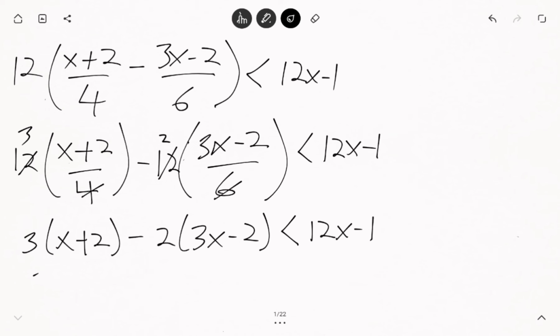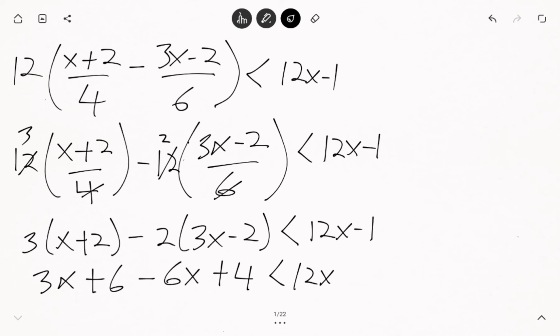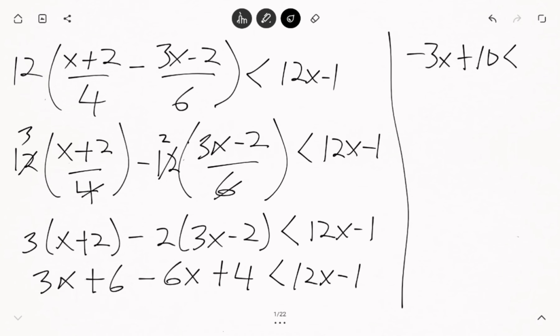So if I expand my bracket, I'm going to have 3x plus 6. Negative 2 multiplied by 3x will give me negative 6x. Negative 2 multiplied by negative 2 will give me positive 4, less than 12x minus 1. I can see 3x, I can see negative 6x. So if I sum the two, I'm going to get negative 3x. I can see 6, I can see 4. So 6 plus 4 will give me 10, plus 10 is less than 12x minus 1.